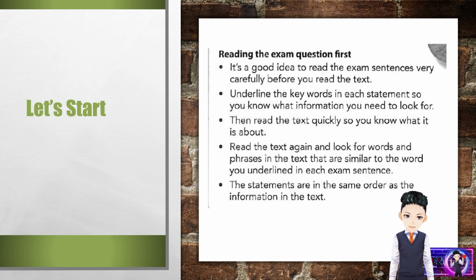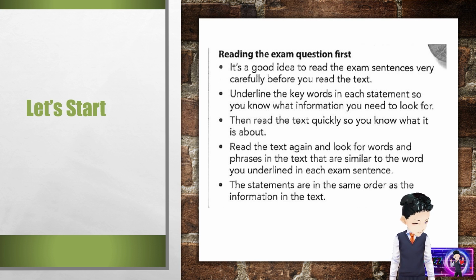Then, read the text quickly so you know what it is about. Read the text again and look for words and phrases in the text that are similar to the word you underline in each exam sentence. The statements are in the same order as the information in the text. So yang ni yang paling penting bawah ni iaitu setiap soalan, setiap statement yang kita baca tu, selalunya soalan dia akan berada dalam turutan yang ikut nombor tu. Kalau nombor 1 dia duduk atas, nombor 2 dia duduk bawah dia sikit, nombor 3 dia bawah dia sikit.